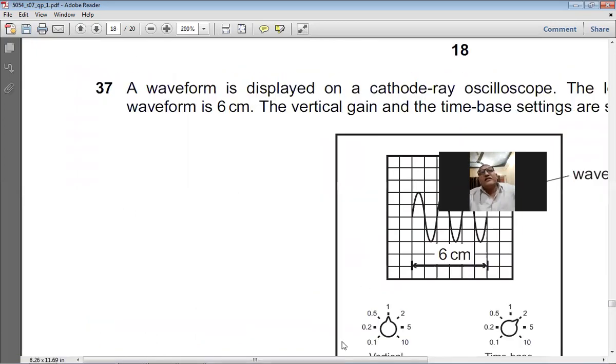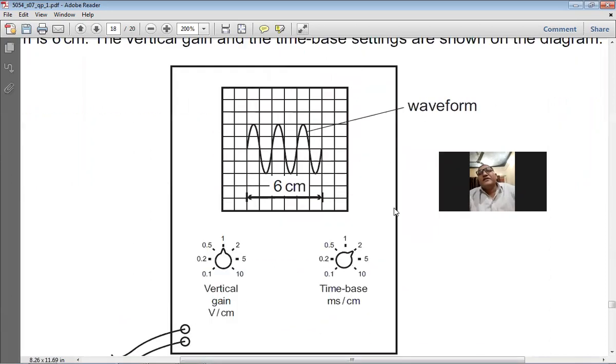So let me increase the size. You can see this. So here we have 1 wave, 2 waves, 3 waves. So 3 waves took 6 centimeters. So it means 1 wave horizontally will take 2 centimeters.